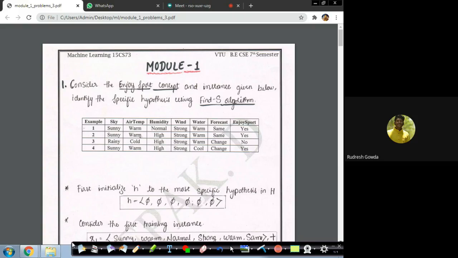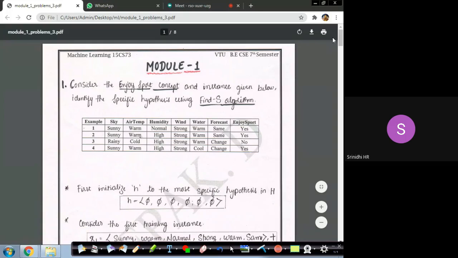Yes, sir. Okay, cool. Very good morning, guys. Today in this session, we'll be discussing two concepts and also the problems associated with them. This is regarding your examination questions and the problems which can appear with respect to your module 1. In module 1 we have two types of problems and algorithms. One is the Find-S algorithm, the second is the candidate elimination algorithm.